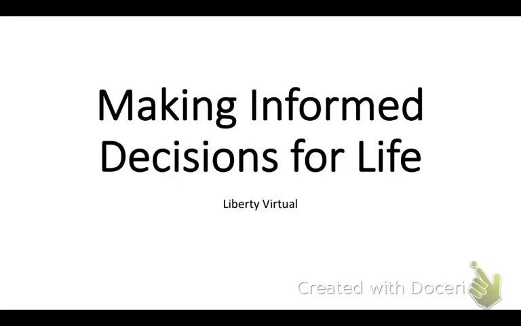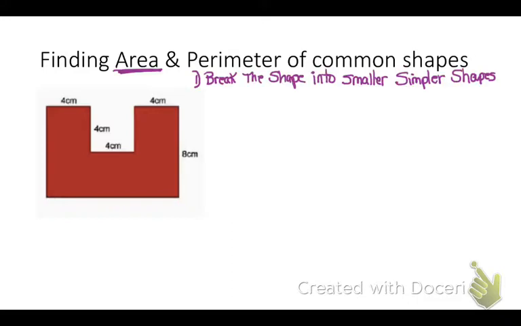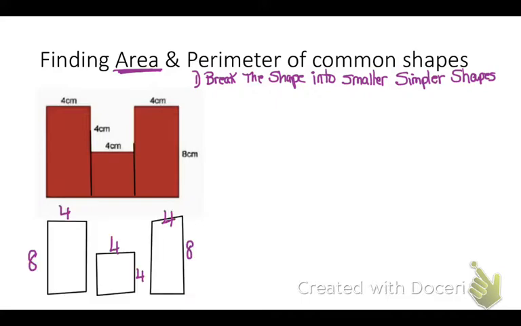Okay, so our first unit, we're going to be talking about area and perimeter. In this particular shape, this is called a composite shape because it's not your traditional triangle, rectangle, trapezoid. It is a mixture of shapes. So the very first thing you're going to do when you get a shape like this is break it into simpler shapes, smaller, simpler shapes. So I did that with this one.